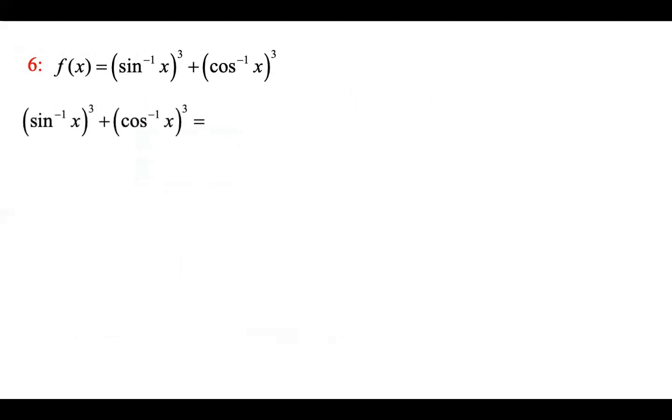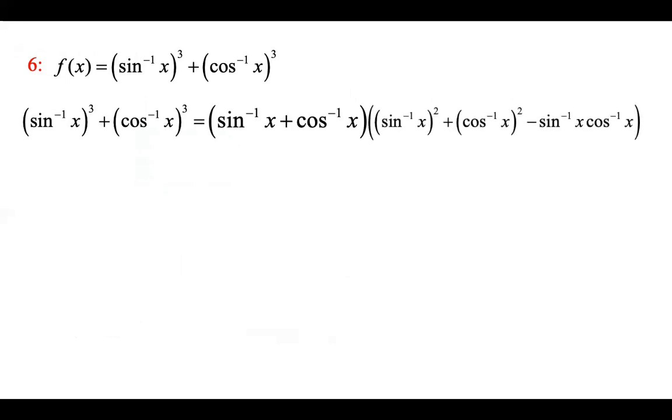Let us see the next question: (sin inverse x) whole cube plus (cos inverse x) whole cube. Here, this expression a cube plus b cube can be written as (a plus b) into (a square plus b square minus ab). I am writing that form now.